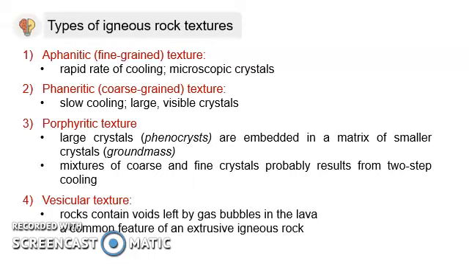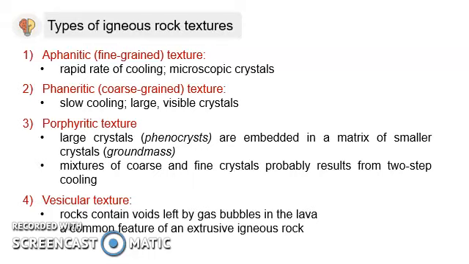The second one is opposite to aphanitic. The term is phaneritic. It is coarse-grained texture. It is formed with slow cooling. It has large and visible crystals. Coarse-grained texture, phaneritic. The third one is porphyritic texture. There are large crystals called phenocrysts, which are embedded in a matrix of smaller crystals, which is named groundmass. There is a mixture of coarse and fine crystals, which probably results from two-step cooling.